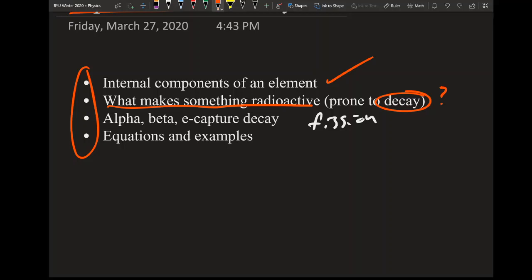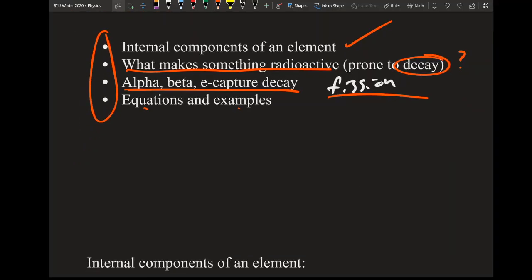We're going to go over mainly three types of decay. We're going to do alpha, beta, electron capture, and then we'll throw in fission just as a side comment. It's not really the purpose of this video. Then maybe we'll get to some equations and examples for fun, because that's where all of this gets real fun.